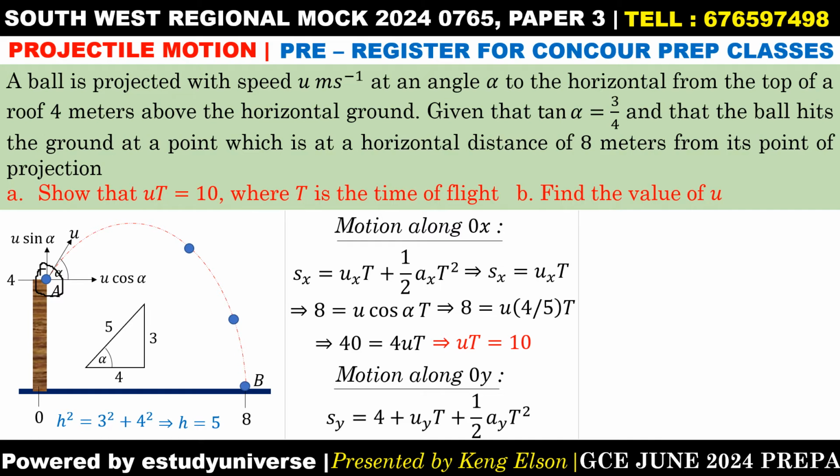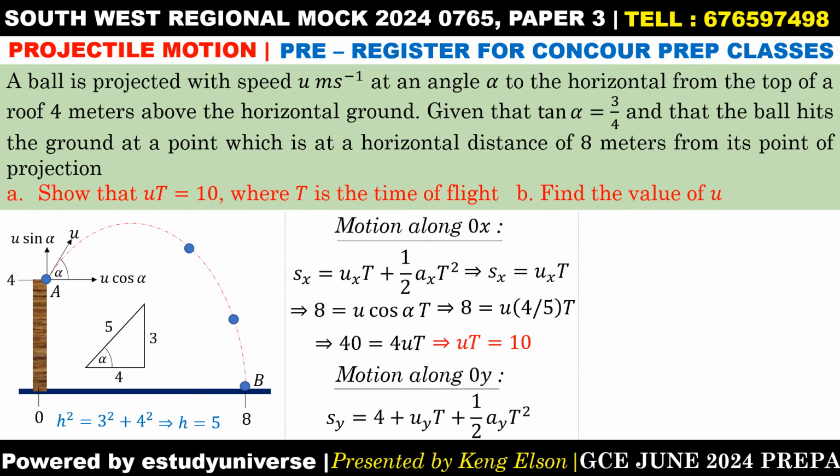I'm saying that the total vertical distance traveled will be, first of all, we need to add the vertical distance initially from the ground, then plus the total vertical distance traveled from the point of projection. So this sy here is actually the total vertical distance traveled with respect to the ground. We need to take the distance that it was above the ground initially plus the distance it is going to travel from that point of projection. Since I'm in the vertical direction, I'm going to be using sy.